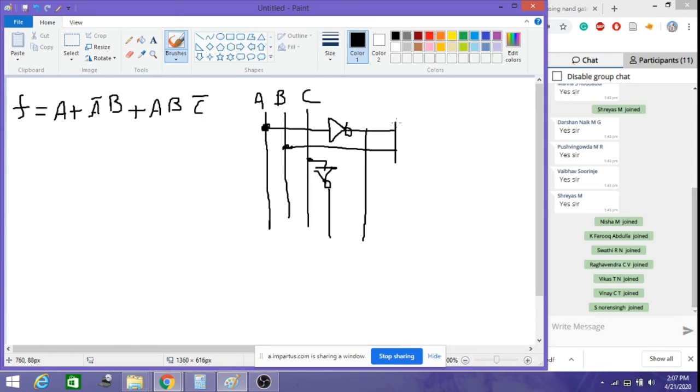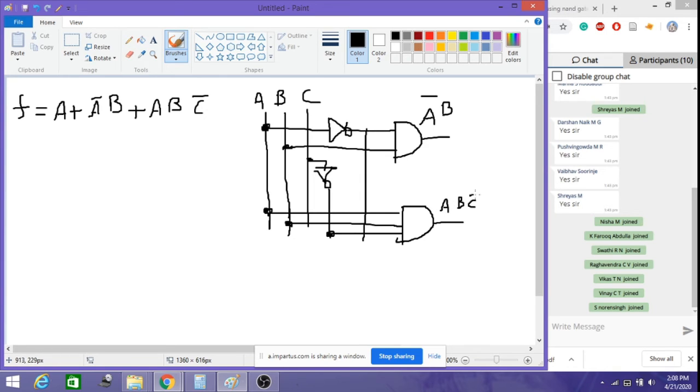I have to perform the AND operation here. After performing the AND operation, I'll get the output as A bar into B. Now there is one more product term here, that is AB into C bar. I'll take the B input from here and C bar from here, then apply the AND gate. So I got A, B, C bar.